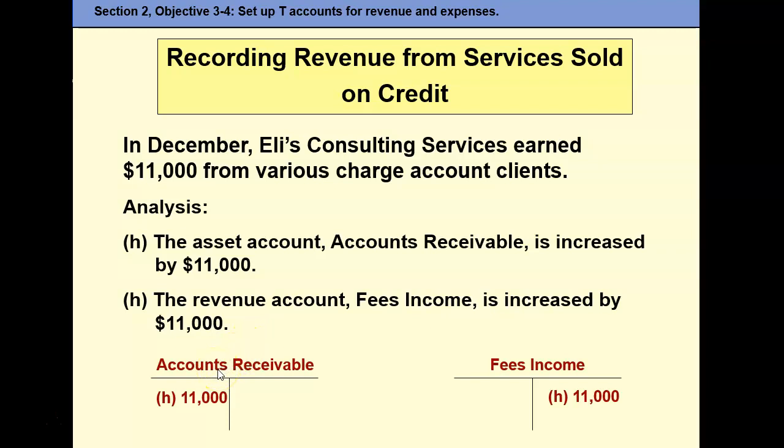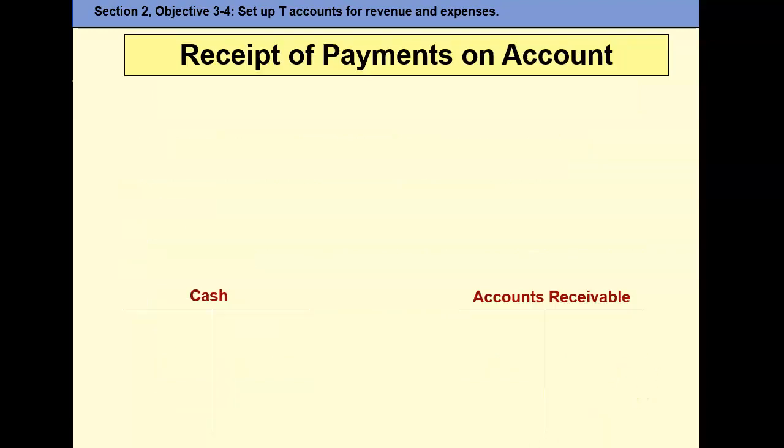Accounts receivable is an asset. Asset accounts increase on the debit side. Fees income is a revenue account. Revenue accounts increase on the credit side. Again, every transaction must balance. Your job is to apply the rules of debits and credits. The rules tell us what side of the account will make the account increase. The rules tell us what side of the account will make the account decrease.